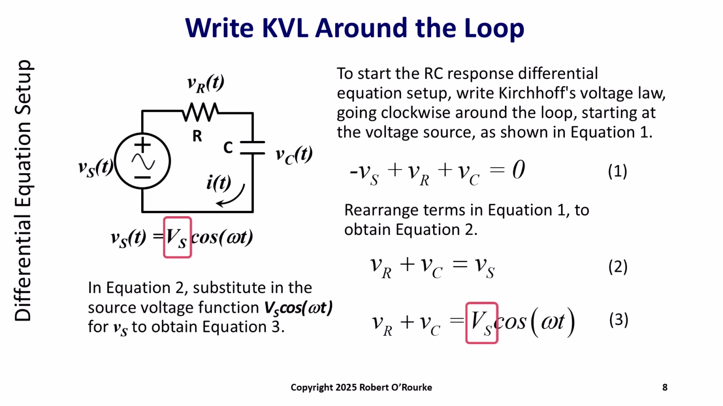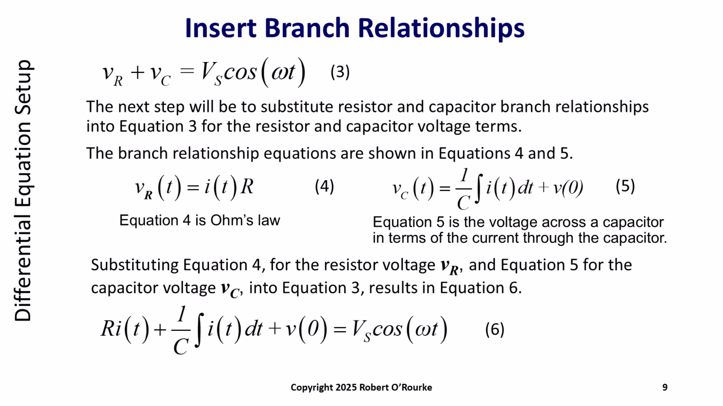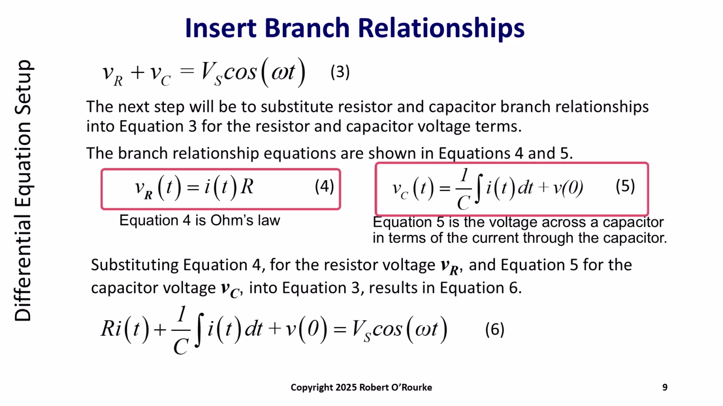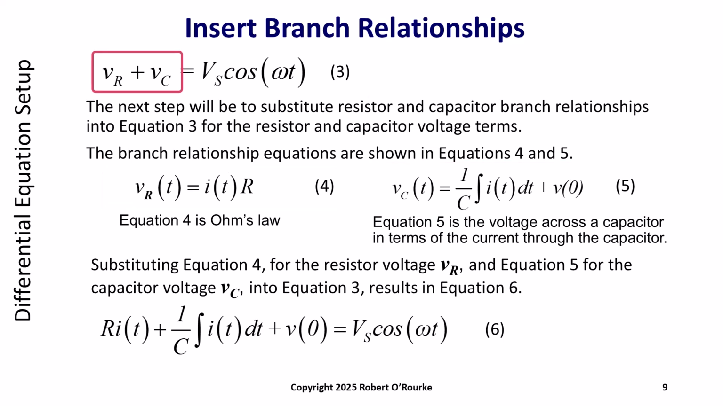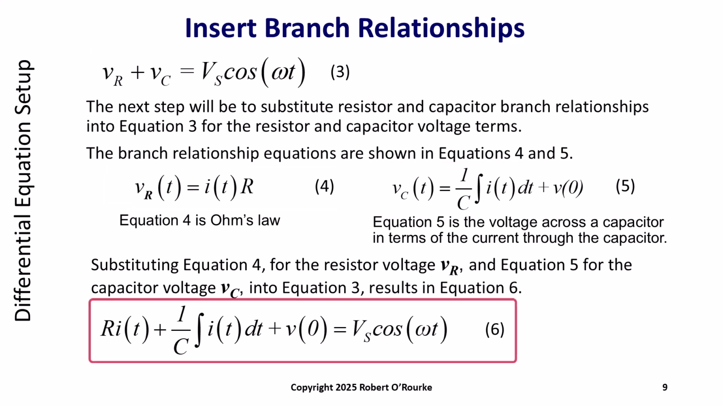Capital V sub s is the amplitude of the time domain input voltage V sub s of t. We want to replace the voltage terms in equation 3 with expressions in terms of the current I of t. The branch relationship for a resistor is Ohm's law, shown in equation 4. The equation for the voltage across the capacitor is shown in equation 5. Substitute these two branch relationship equations, equations 4 and 5, into the KVL equation 3, resulting in equation 6.